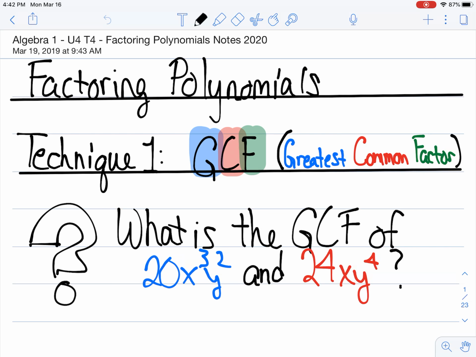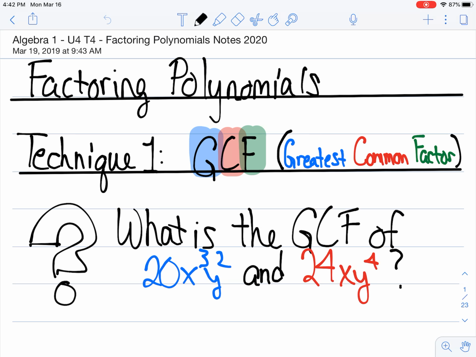And sometimes you might even want to hit the pause button and stop the video so then you can try the example yourself and then come back and hit play again and see if you're right or if you need to make any changes. So without further ado, let's go ahead and get going here.